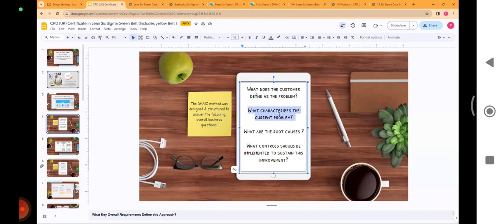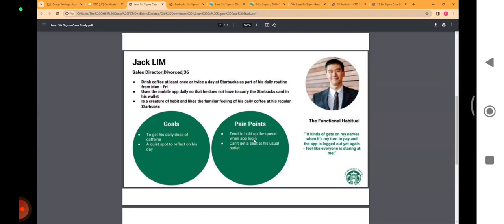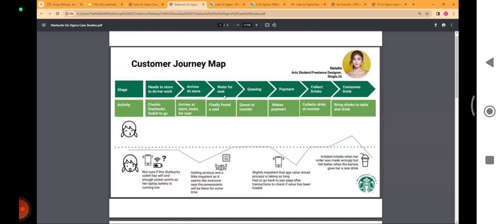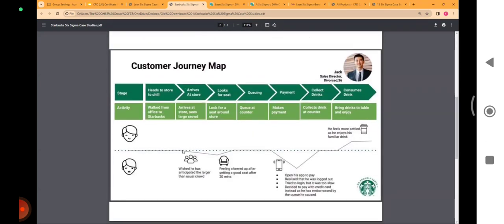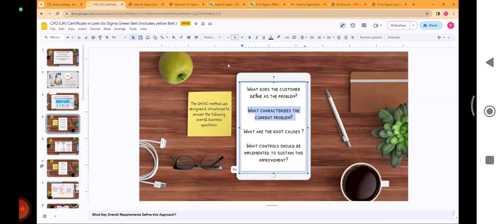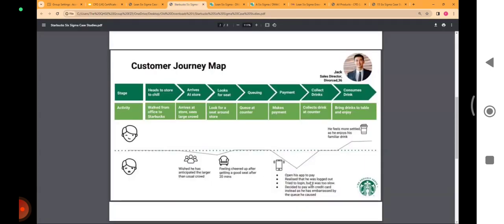The second step, what you're also going to learn, is what exactly are the characteristics of this problem. So that means we are now going to translate the voice of the customer, these pain points, into the voice of the process. And then it is going to look like this. As you can see, this is the point where Mr. Jack cannot find the seat at his usual outlet. And this is also the stage when the queue is holding up, when he's trying to open his application for payment.